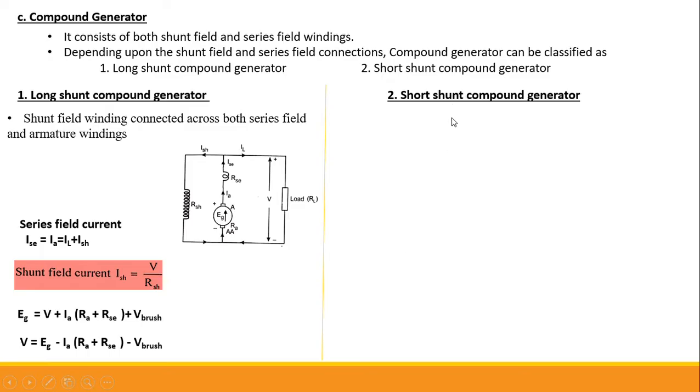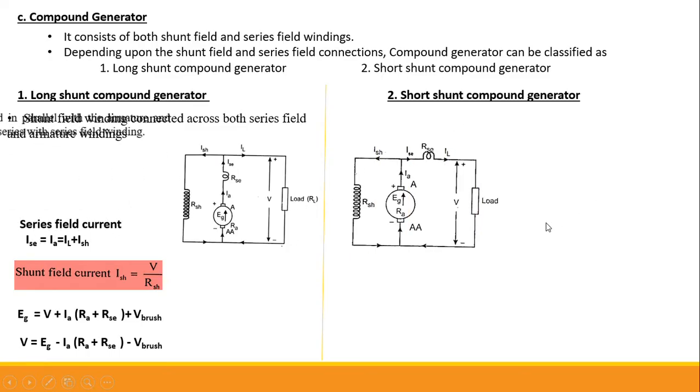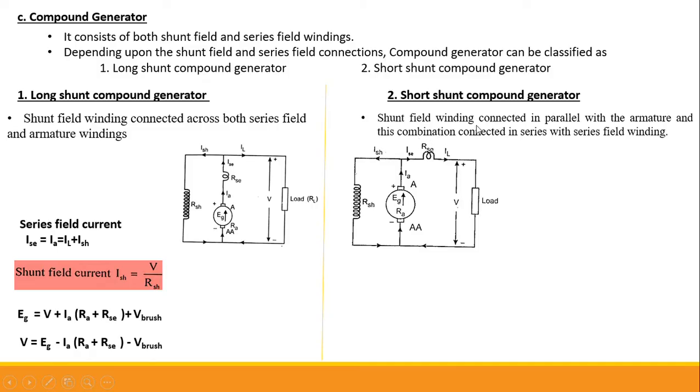And the last one, the short shunt compound generator. Here the shunt field winding is connected in parallel with the armature, and this combination is connected in series with the series field winding. Here the armature current Ia is the addition of shunt field current and series field current. At the same time, the series field current is also equal to the load current.